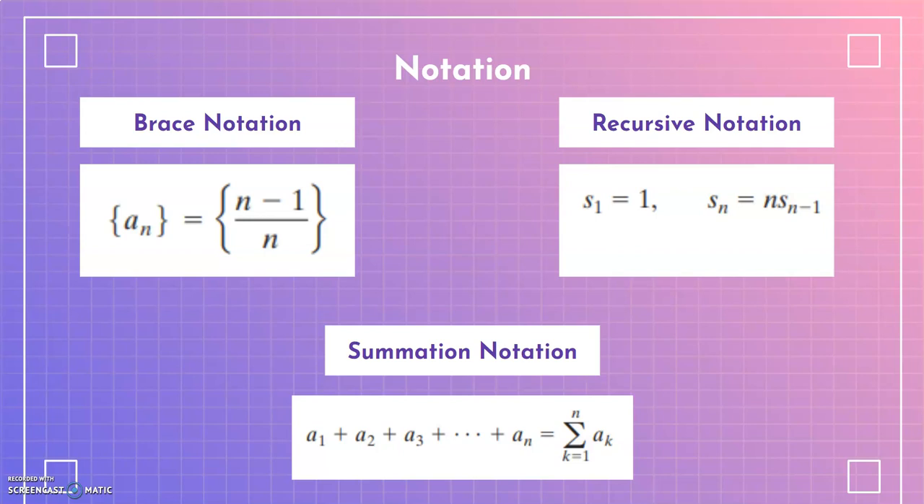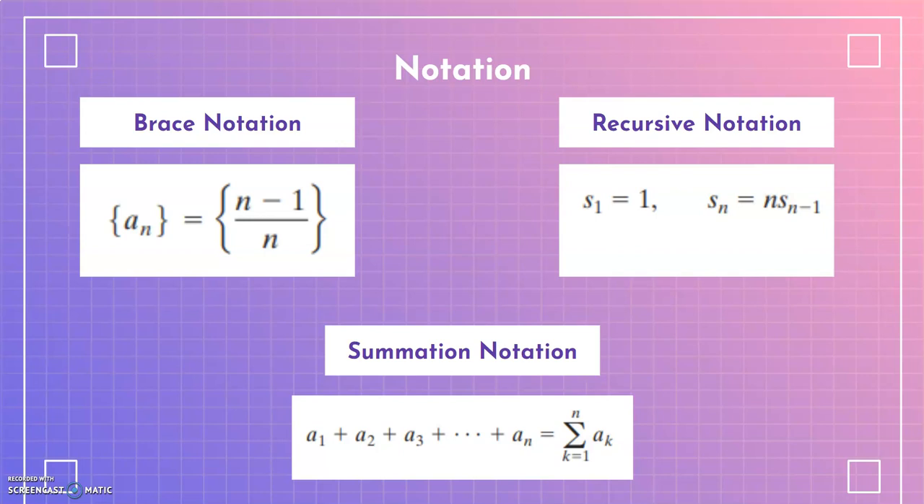Next, we can also use recursive notation. Recursive notation is where we assign a value to the first or the first few terms, and we can specify the nth term by using a formula or equation that involves one or more of the terms preceding it.